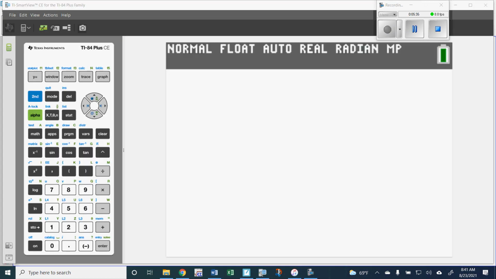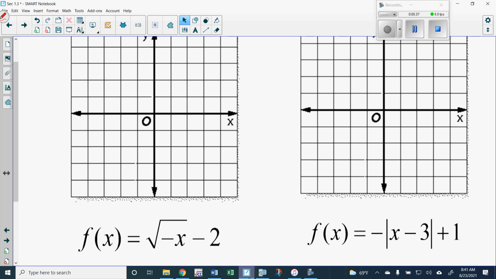All right, square root of negative x minus 2. The negative inside flips it over the y. It goes down 2. So normally it goes to the right, now it's going to go to the left and moves down 2. Second one is our absolute value, which is the v. We're going to move it right 3, up 1. With a negative in front, it flips it over. So like that. Rings a bell from all those parent function quizzes we took last year, right?